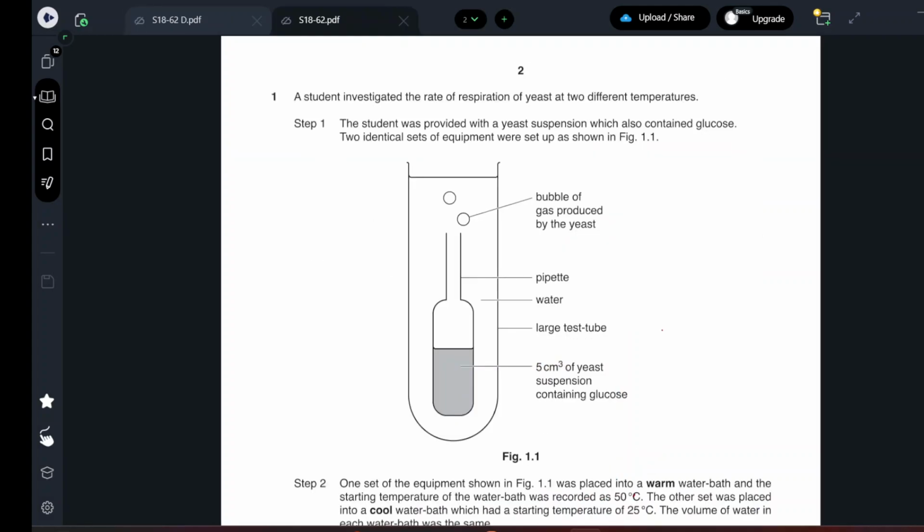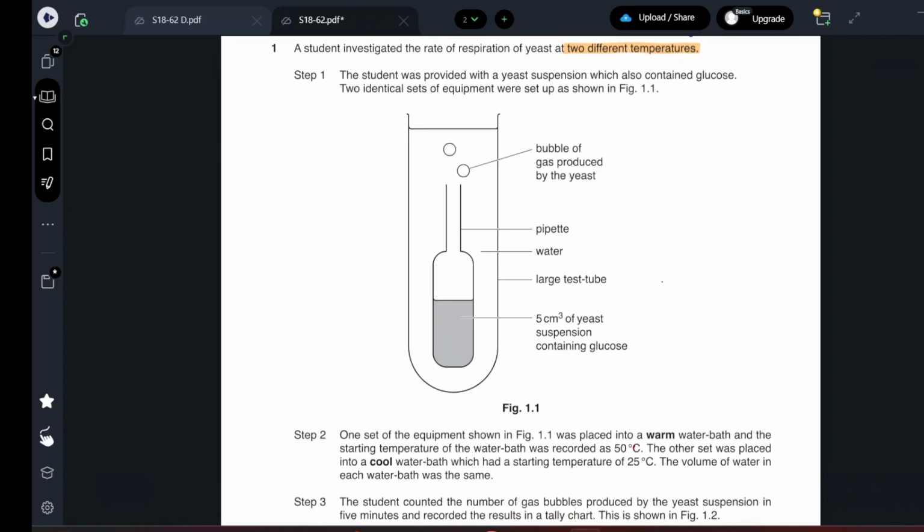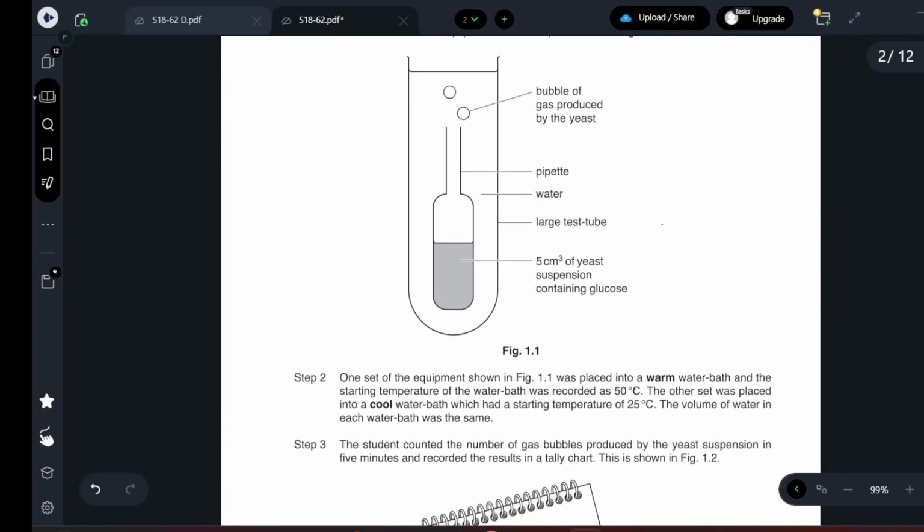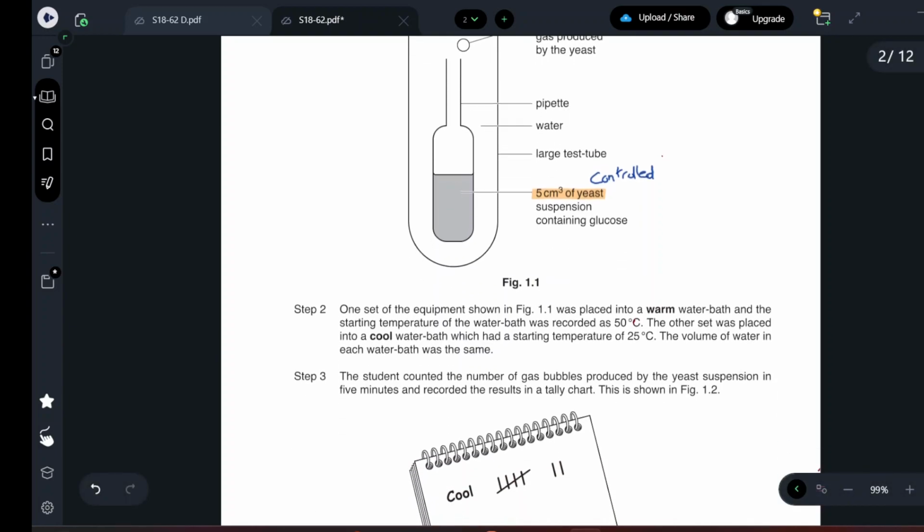Okay, as we said, since we are trying two different temperatures, the temperature will be the changed variable. The student is provided with a yeast suspension, which also contained glucose. Two identical sets of equipment were set up. These are the two identical sets of equipment. Since you put 5 cubic centimeters of yeast in both test tubes, the same volume in both, this is a controlled variable or a constant variable, something you kept constant.